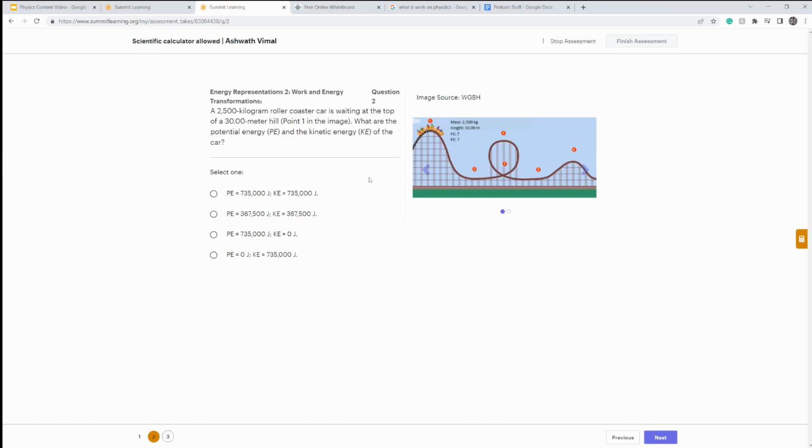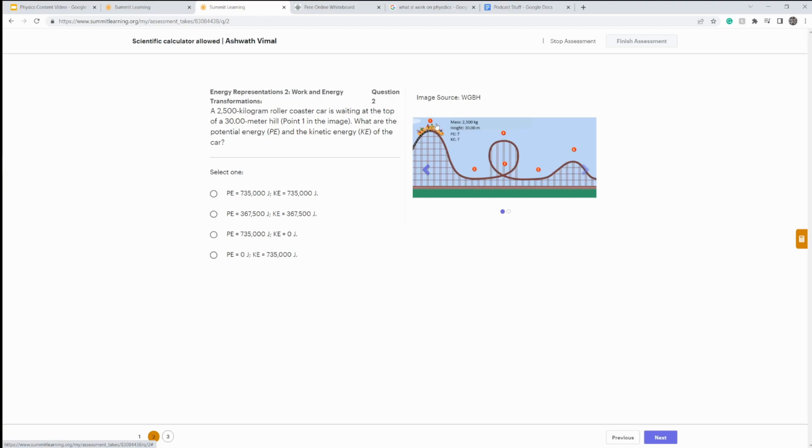All right, so the final problem, a 2,500 kilogram roller coaster car is waiting at the top of a 30-meter ramp or hill. What are the potential energy and the kinetic energy of the car? So here's a trick. You don't have to use any formulas in this problem to figure out the potential or kinetic energy. We can just tell what the answer is based on the position, right? So it's at point one in the image. That's the top of the roller coaster.